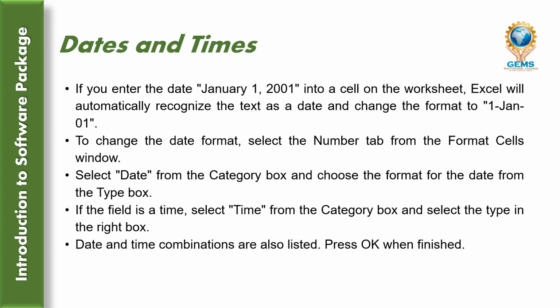To change the date format, select the Number tab from the Format Cells window. Select Date from the Category box. There are different categories. From the Category box, select the date format, and choose the format for the date from the Type list, whichever type you want to display. If the field is time, then select Time from the Category box and select the type in the right box. Date and time combinations are also listed. After selecting, press OK when finished.